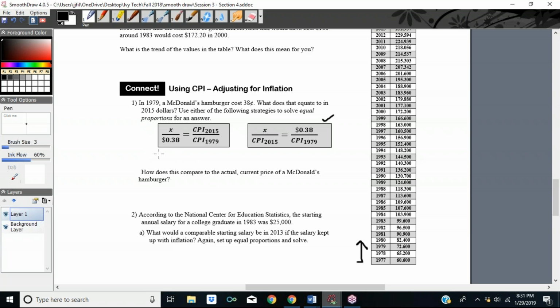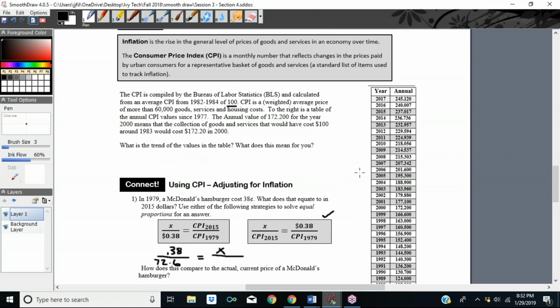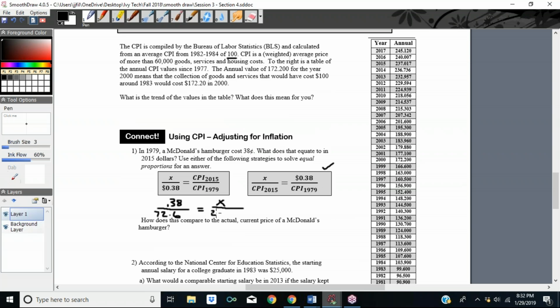So for the 1979 McDonald's hamburger, it says it cost 38 cents. So we would put 38 cents over the CPI for 1979. To look that up, it looks like it's 72.6. Then we don't know how much it is in 2015, but we know the CPI in 2015, and that is 237.017. Then we're going to solve the proportion as we normally do, multiplying diagonally and dividing by the extra number.